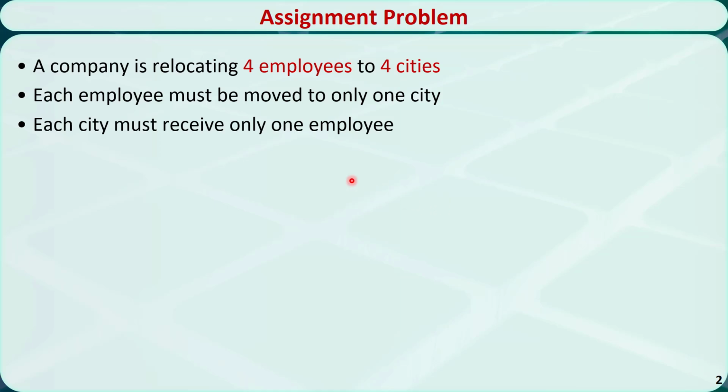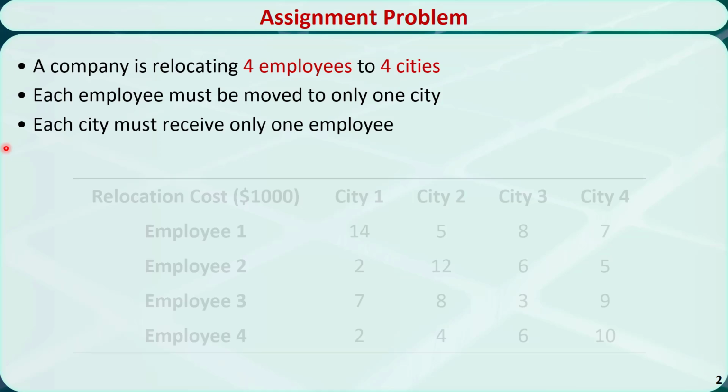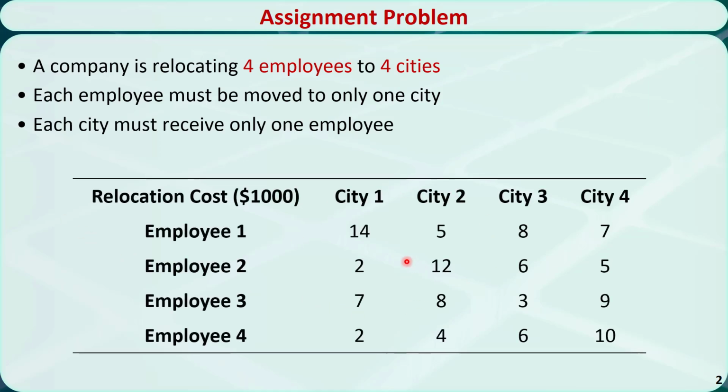This is a typical assignment problem. A company is relocating 4 employees to 4 cities. Each employee must be moved to only one city. Each city must receive only one employee. This is the relocation cost matrix.